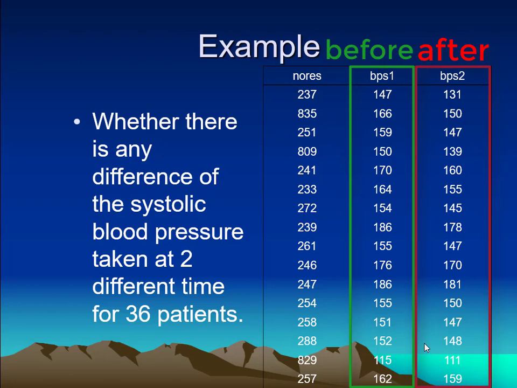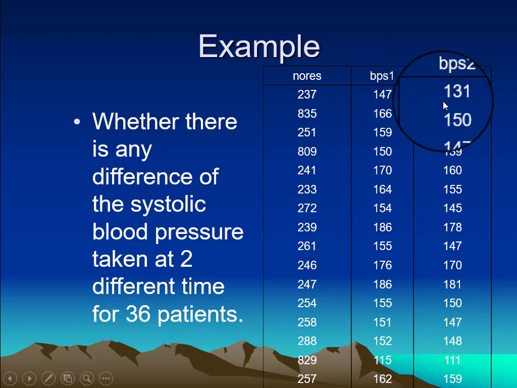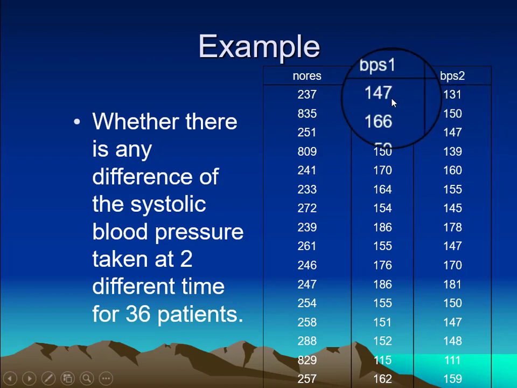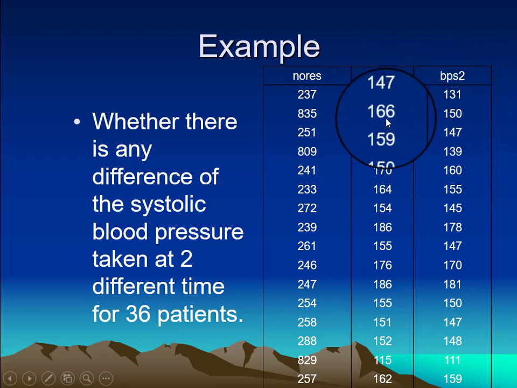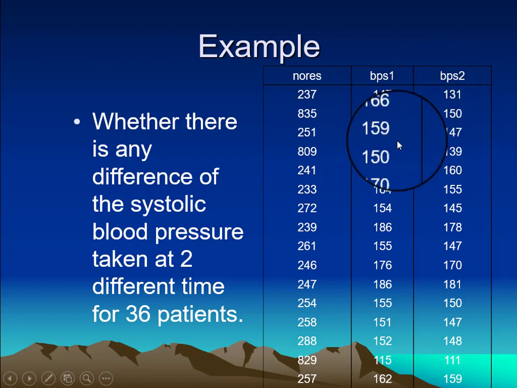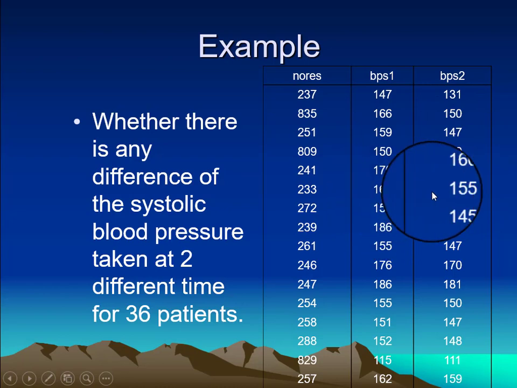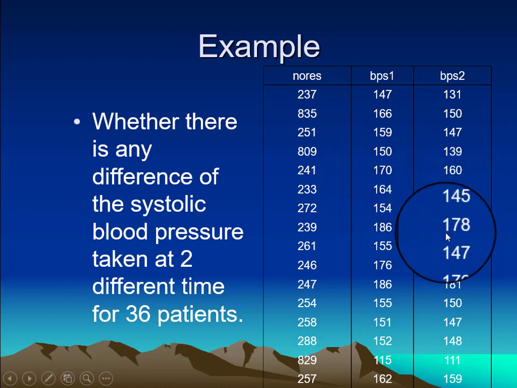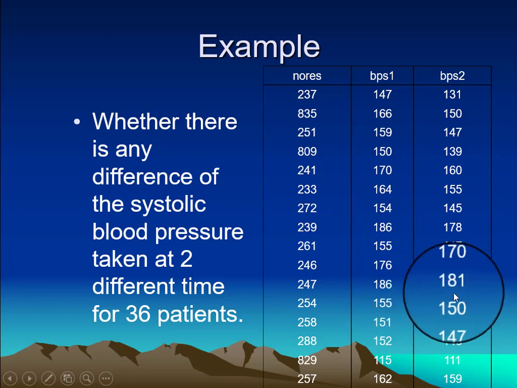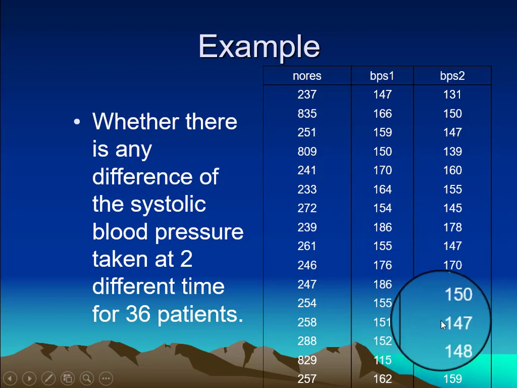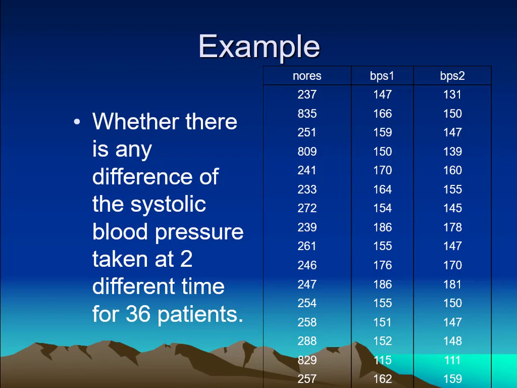Okay, whenever you're taking BP, you always ask the patient to rest first for 5 minutes. Then you take the BP. 147, 131. So after you rest for 5 minutes, the BP drops. You can see here, the systole drops nicely after resting. All drop nicely. So you are trying to prove that if you rest, BP drops, so you should take the BP after resting.